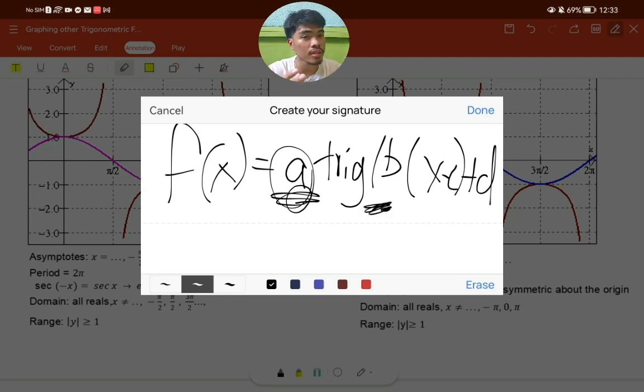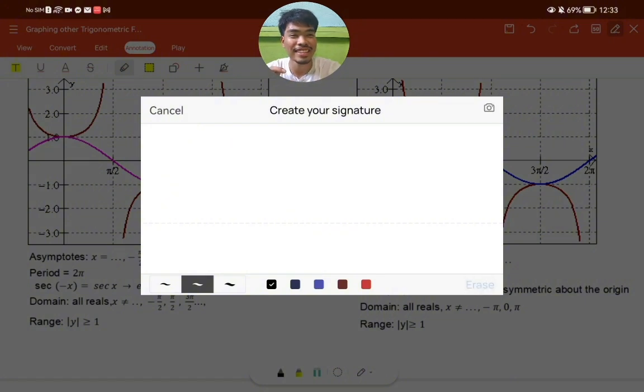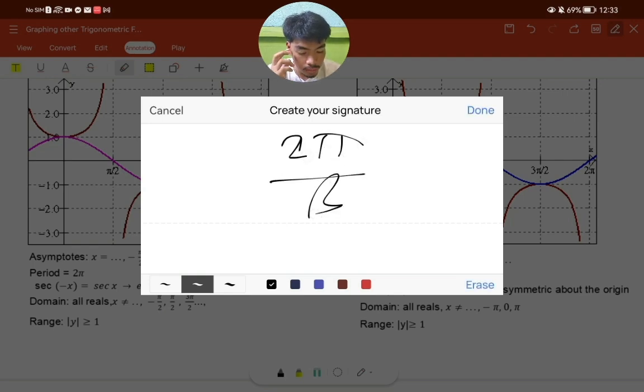Moving on to B. This tells us how fast the graph repeats. For tangent and cotangent, the new period is calculated using pi over B. For secant and cosecant, the new period is calculated using 2 pi over B.